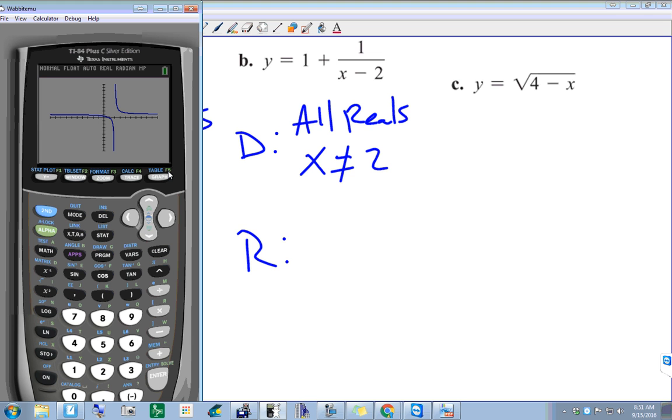What about on the other side? If I keep giving it bigger and bigger numbers, again, that fraction keeps getting smaller. It keeps getting closer to 1.